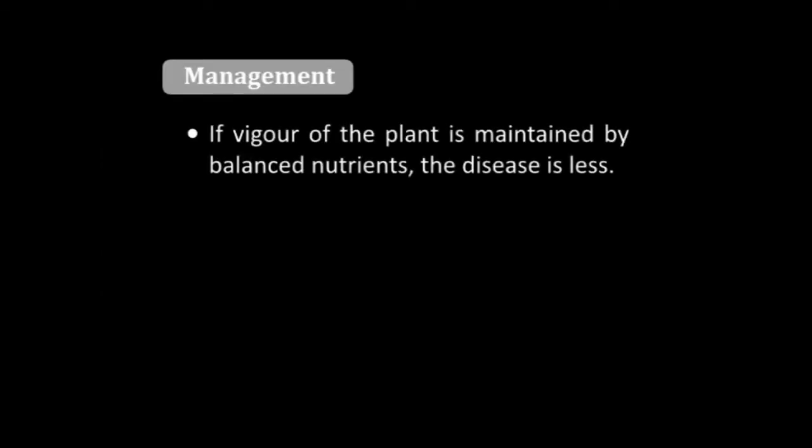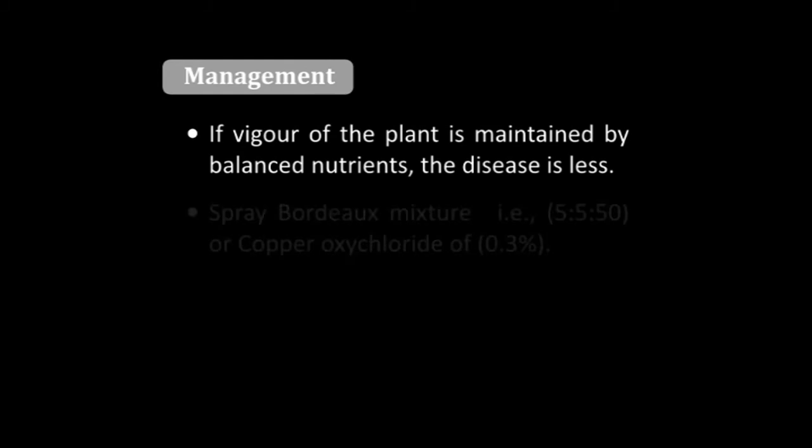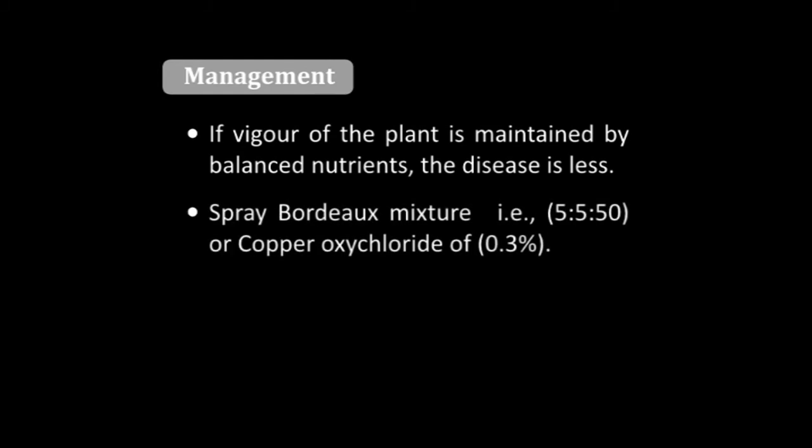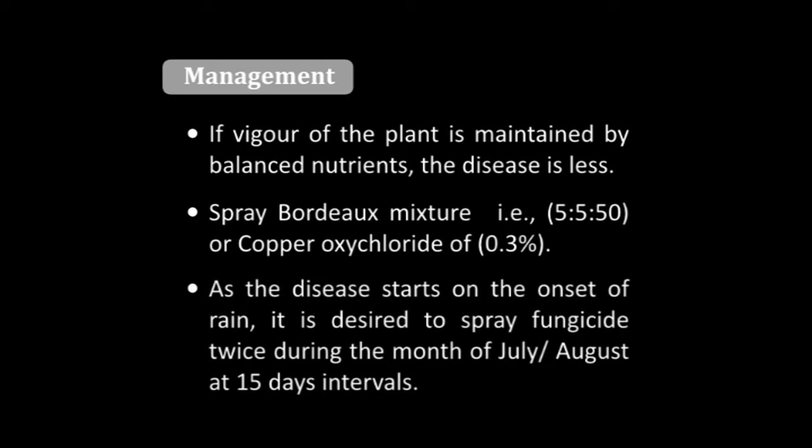If vigor of the plant is maintained by balanced nutrients, the disease is less. Spray Bordeaux mixture, that is 5:5:50, or copper oxychloride at 0.3%. As the disease starts on the onset of rain, it is desired to spray fungicide twice during the month of July or August at 15 days interval.